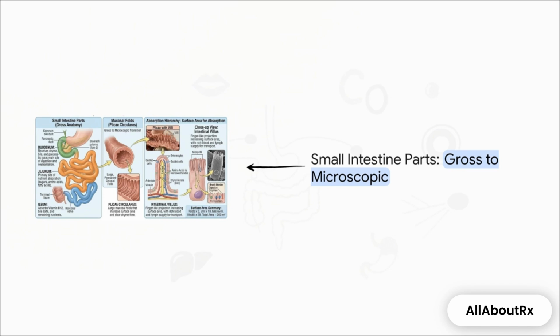vitamin B12. But the really wild part is the transition from the gross to the microscopic anatomy. To maximize absorption, the inside wall isn't flat. Not at all. It's covered in these large folds called Plicae circulares. Those folds are covered in tiny finger-like projections called villi. And the cells on those villi, they're covered in even tinier microvilli. It's literally folds on folds on folds.